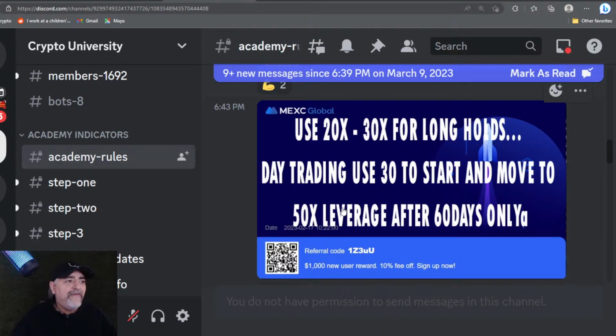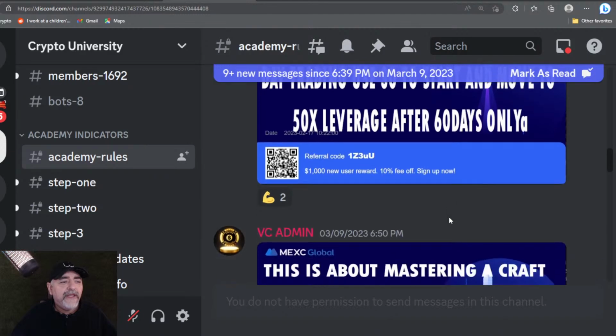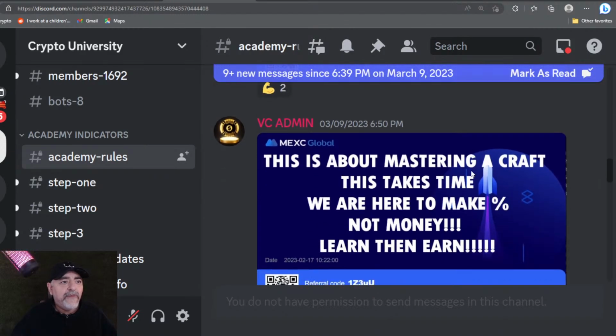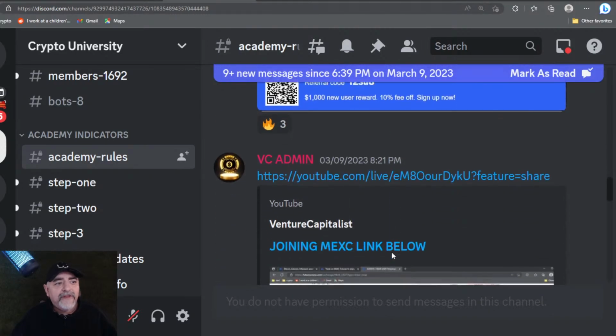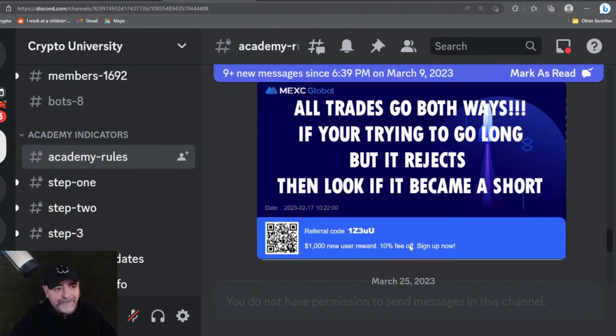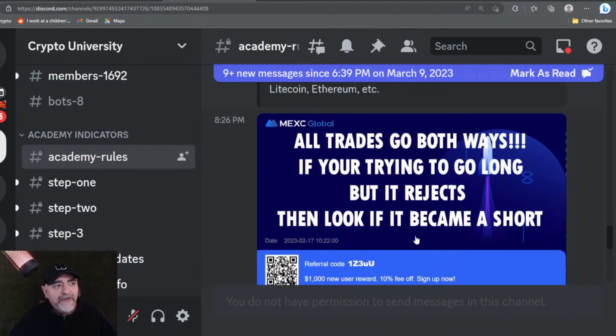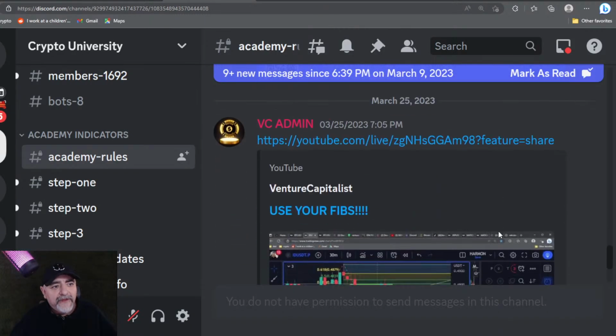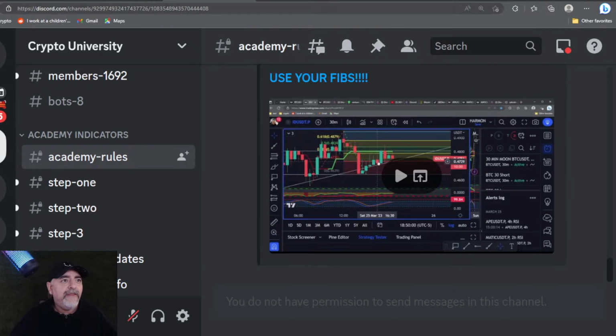Now, we use 50x leverage after 60 days. So once you've mastered what you were doing, we're going to make some changes here. It's pretty simple, but this is just for you guys to get yourself set up. This is about mastering a craft. Let's go to the trades that we want to look at. And just a reminder, all trades go both ways. When we track a trade, it can go either direction.